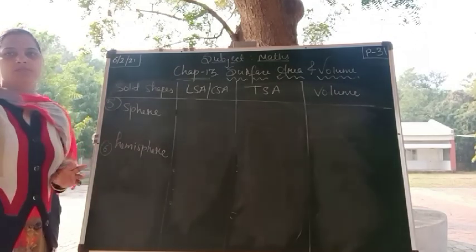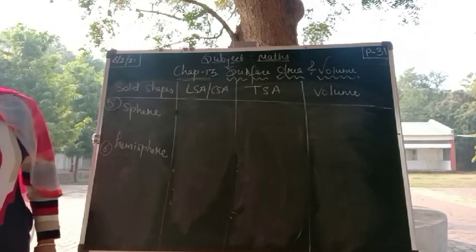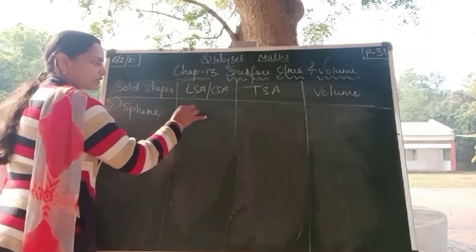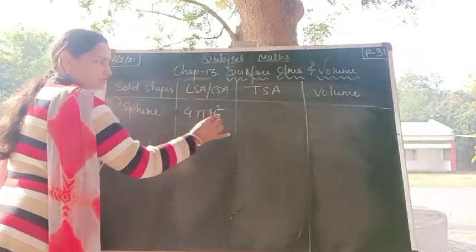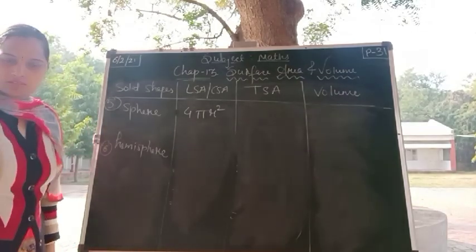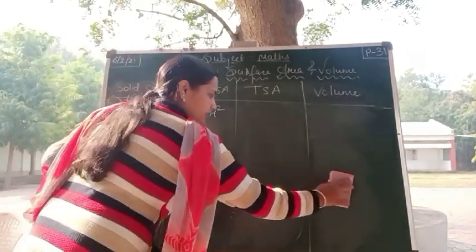Okay, here sphere. Again I will tell the derivation here. It is 4 pi r square. First let me write the formula. I'll explain, otherwise I'll explain here only. Wait.